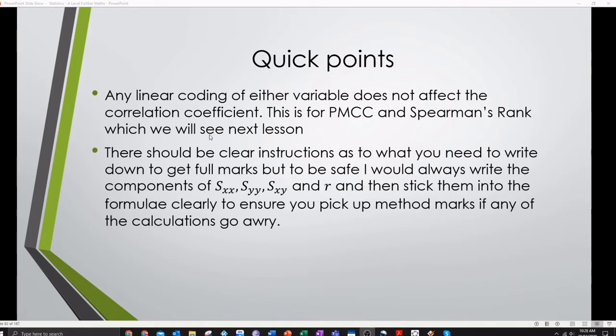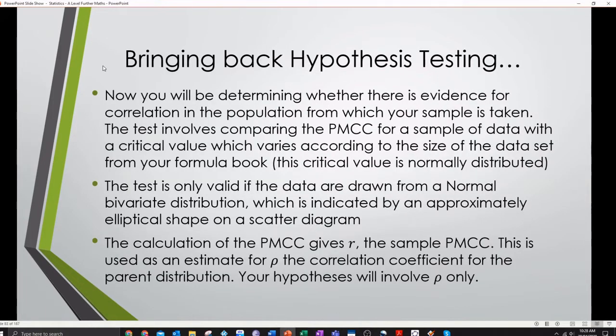Now, hypothesis testing. You'll be determining whether there is evidence for correlation in the population from which your sample is taken. What we do is compare the PMCC of a sample of data with a critical value, which varies according to the size of the data set, from your formula book. So here we are comparing to a critical value in your formula book.